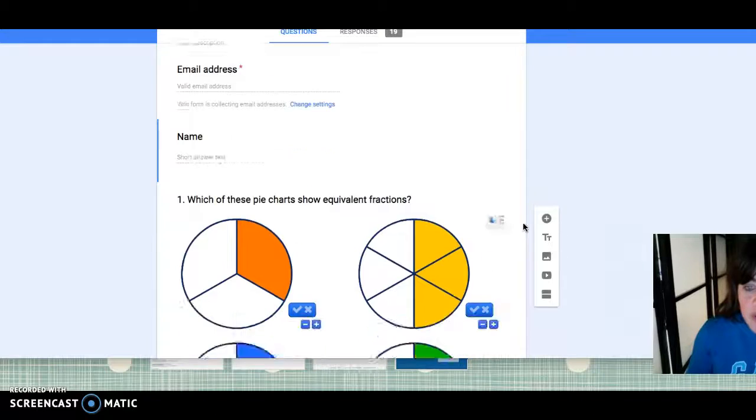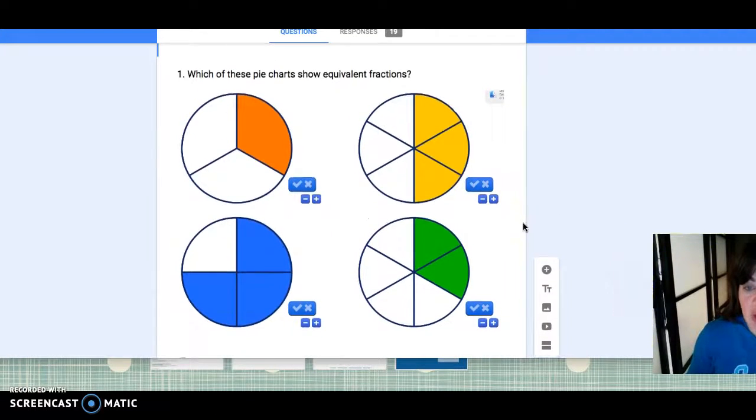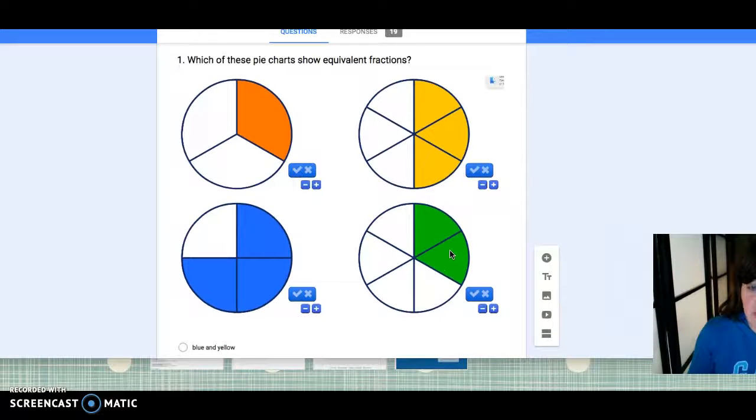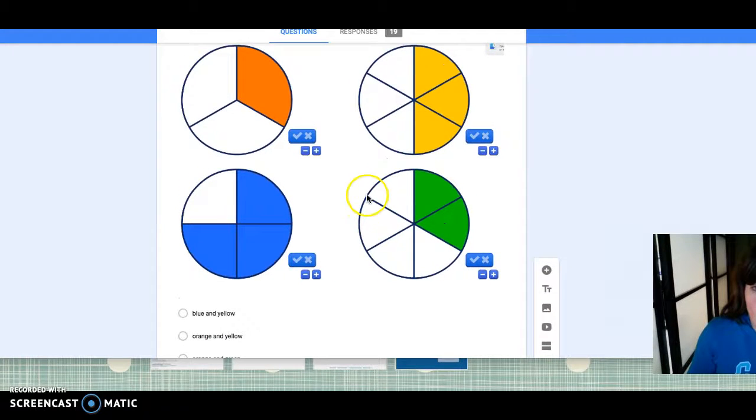So the first question that was asked was, which of these pie charts show equivalent fractions? We have an orange one, a yellow one, a blue one, and a green one. And you were given different options. If I look at the blue and yellow one, I see that those are not equivalent. The colored spaces do not occupy the same amount of space. The orange and yellow as well.